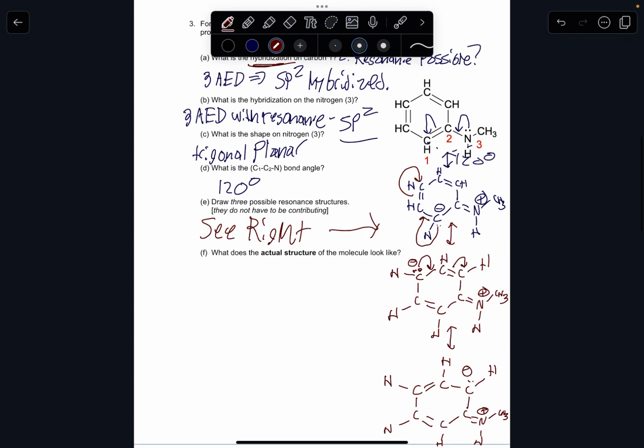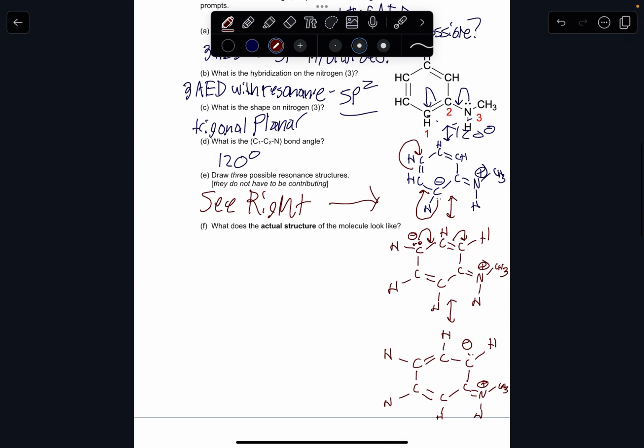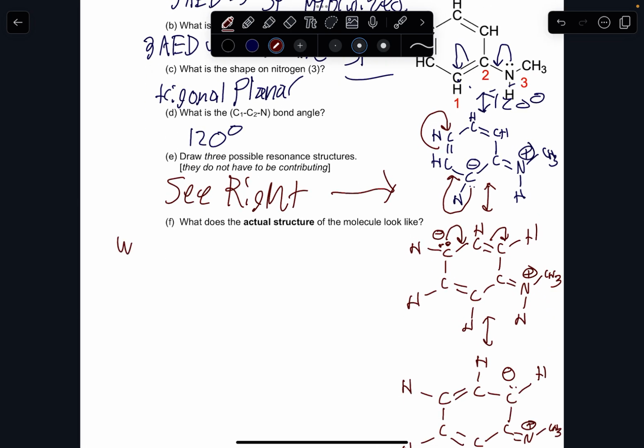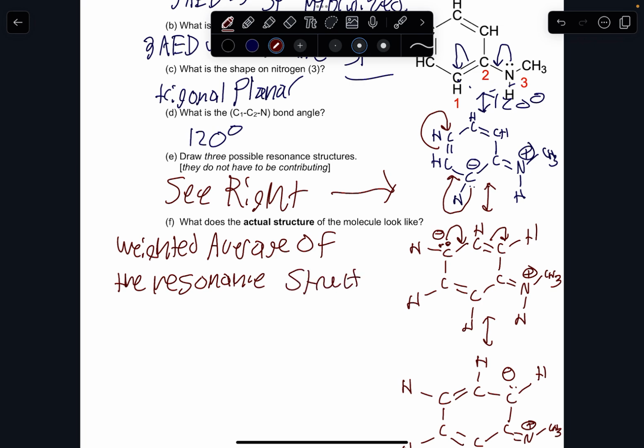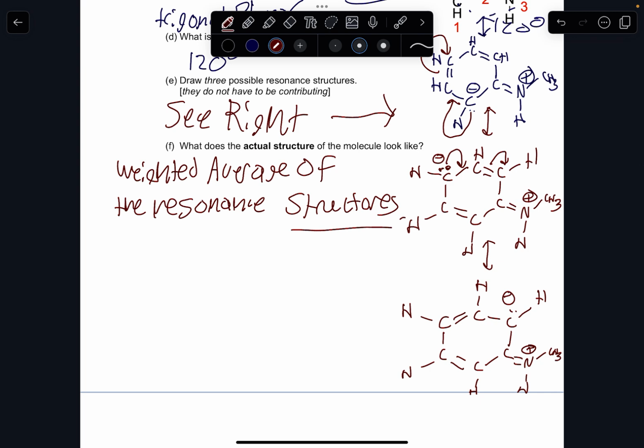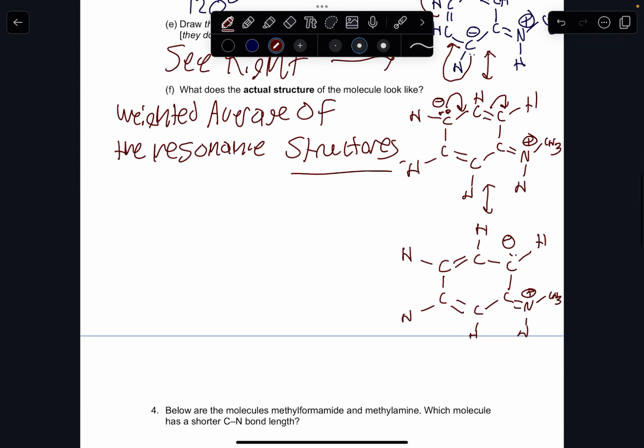All right. What does the actual structure look like? This is almost a guaranteed exam 1 question where you have to recognize it's a weighted average of the resonance structures. So it's a weighted average of the resonance structures. That will always be the answer to this actual structure question.